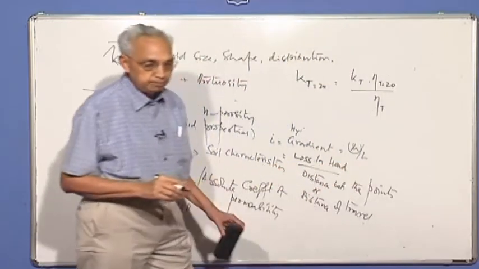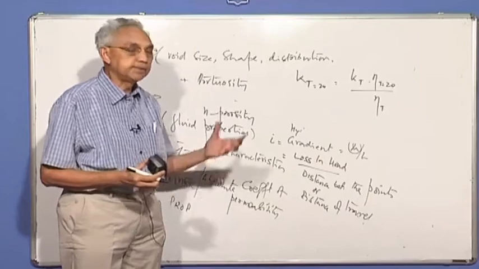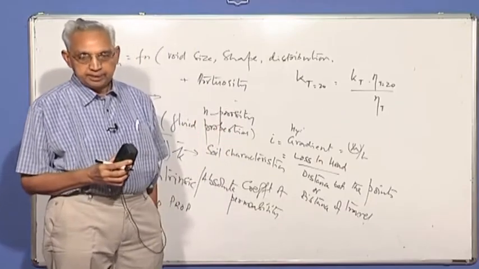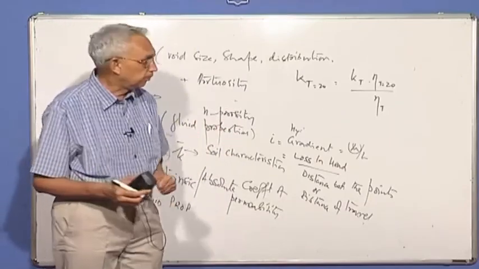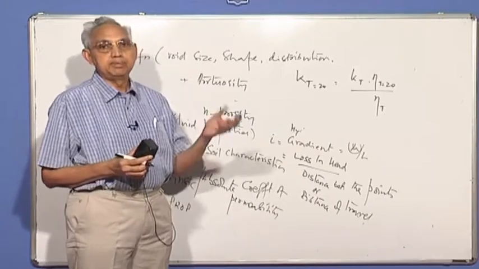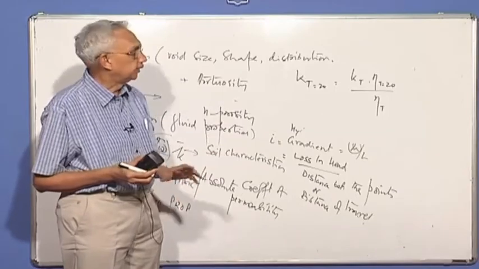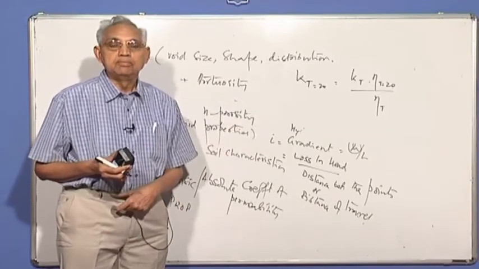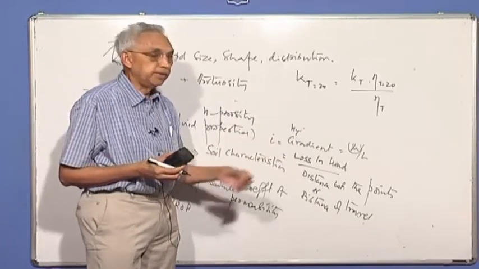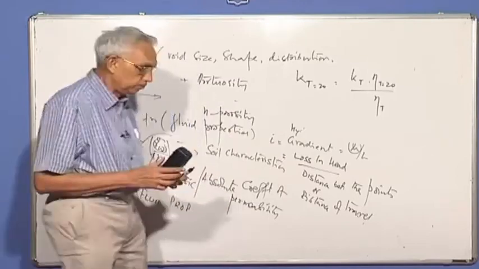In India, for example, in most of the places when we test in the laboratory, unless you have an air-conditioned laboratory, the temperature is likely to be more than 20, usually around 25 to 30 degrees, in which case the viscosity coefficient is different and you have to apply a correction for that.